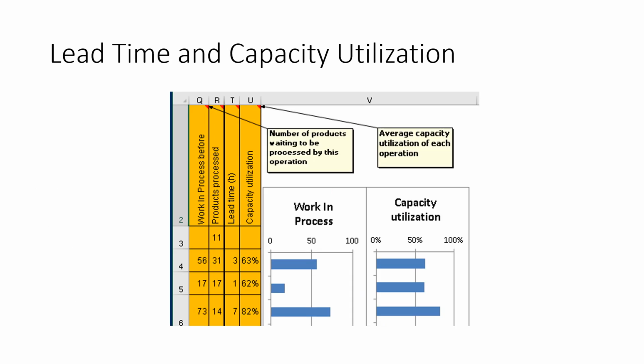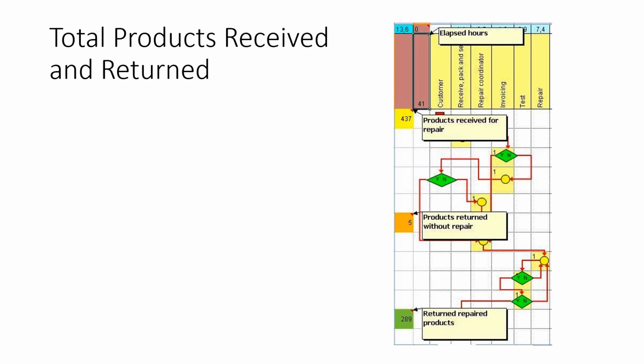Lead time in column T, for each process step, is the average time it takes for an item to be processed in that step, including the waiting time due to the WIP in front of it. Capacity utilization in column U is the average percent time the workstation has been operating since the start of simulation, based on its theoretical capacity. WIP, Q, and capacity utilization, U, are shown on bar charts on the right. Elapsed hours simulated are in B2.